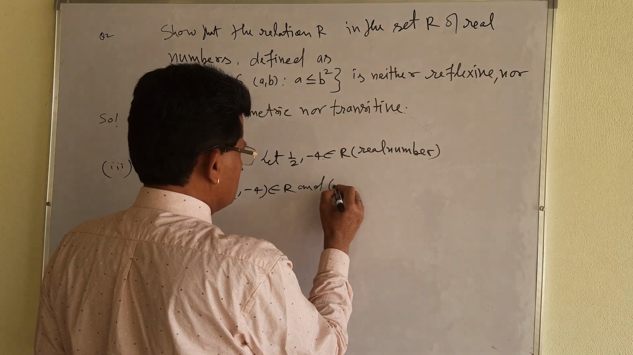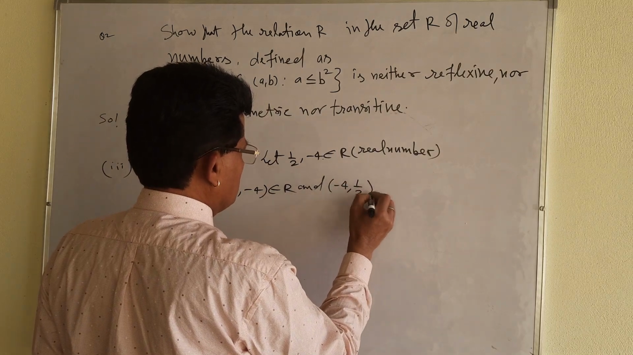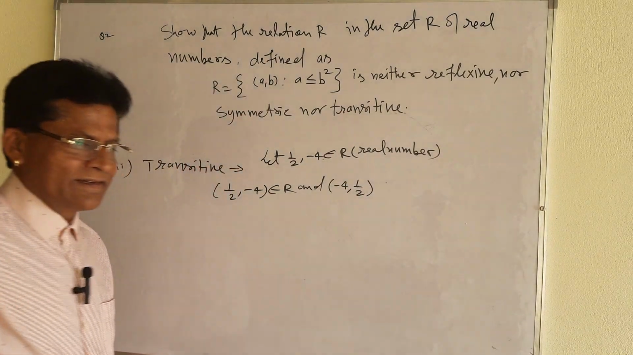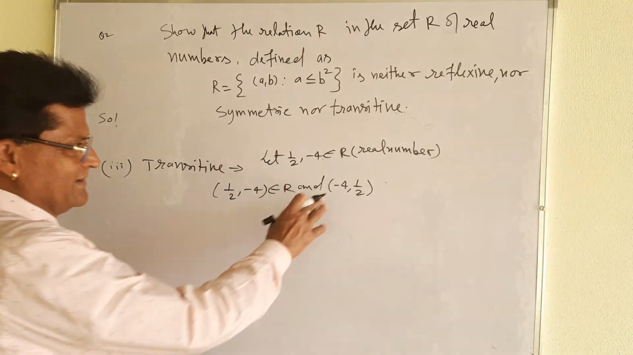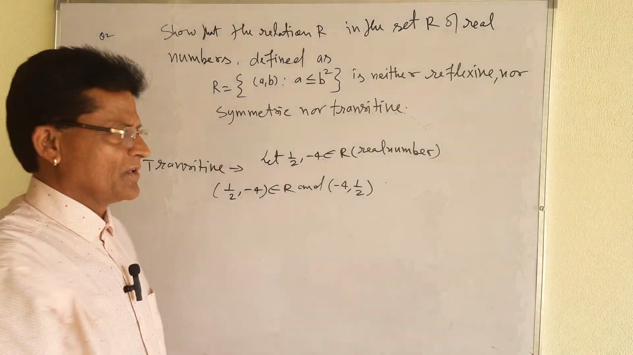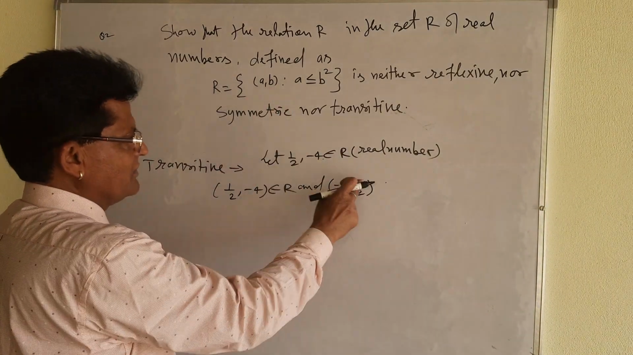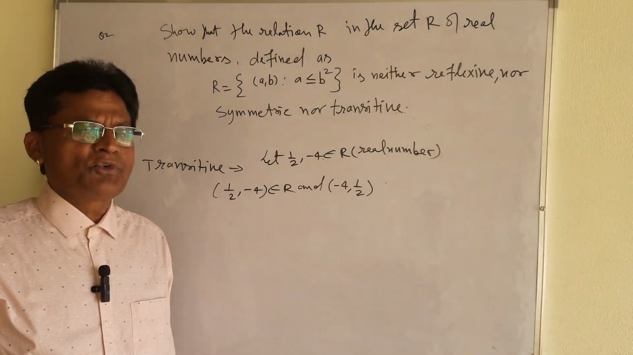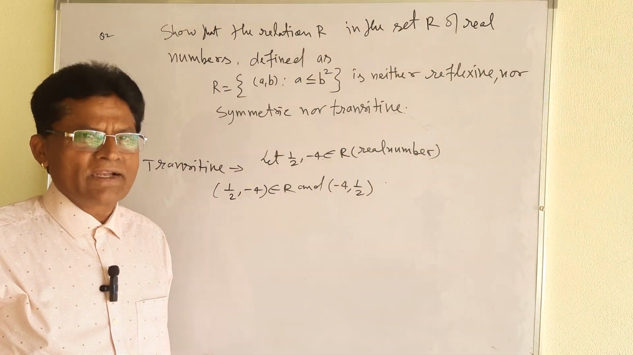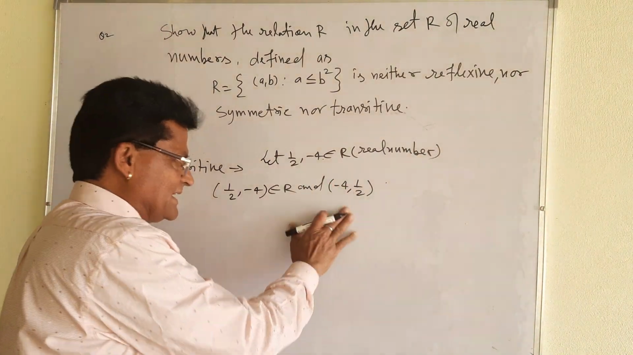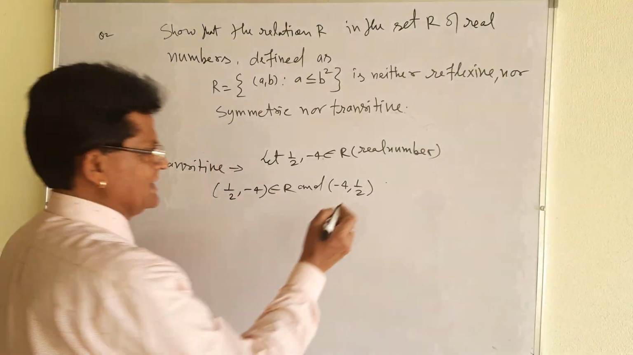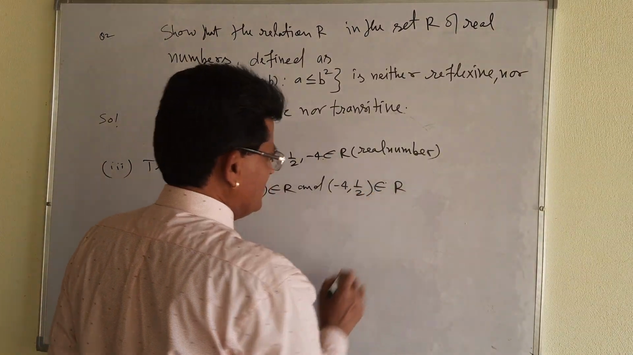You can take minus 4 and 1 by 2. Same thing. You see, minus 4 is A and B is 1 upon 2. 1 upon 2 square means 1 upon 4. It is negative, it is positive, so it is correct. It belongs to R.